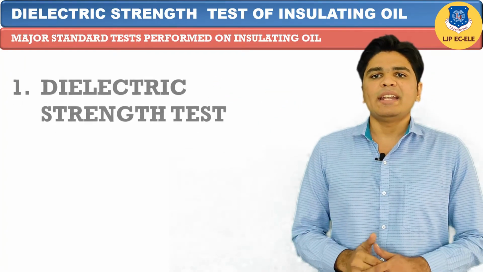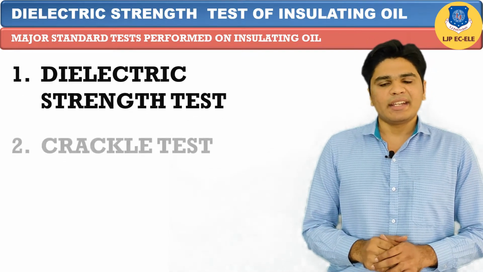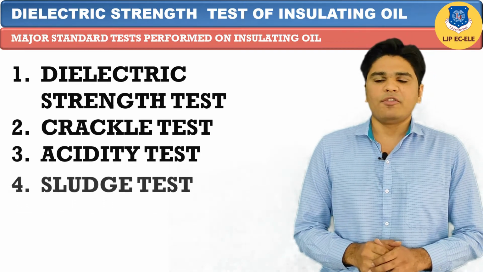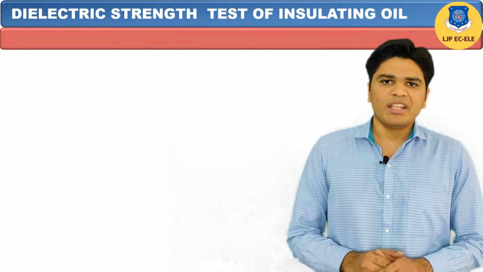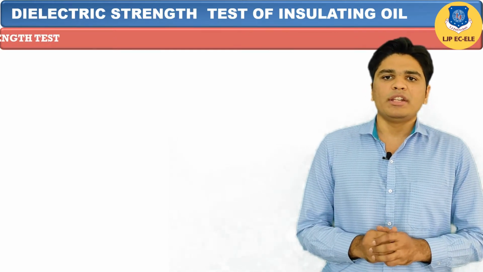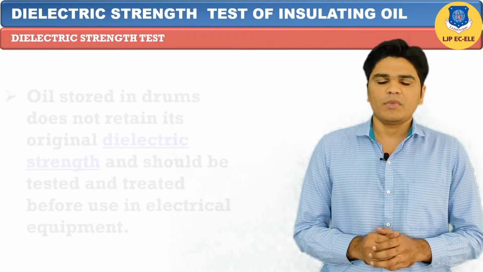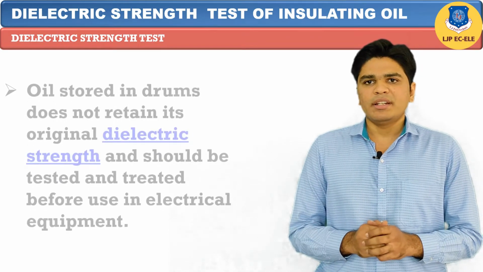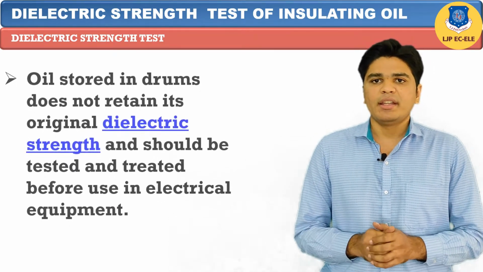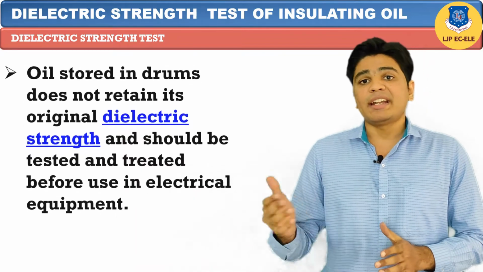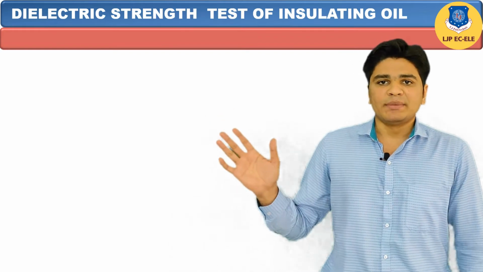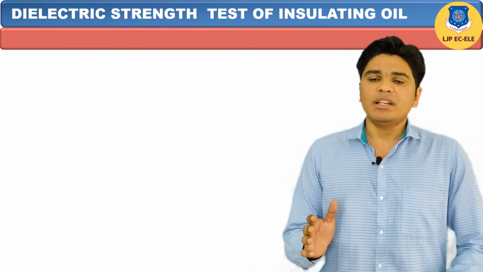First is dielectric strength test, second is crackle test, third is acidity test, fourth is sludge test, and fifth is flash point test. Of all these tests, we will discuss only the dielectric test of insulating oil in this session. Oil stored in drums doesn't retain its original dielectric strength, and it should be tested and treated before use in electrical equipment. Now, we will see a simple test cell that can be adopted before using the insulating oil.